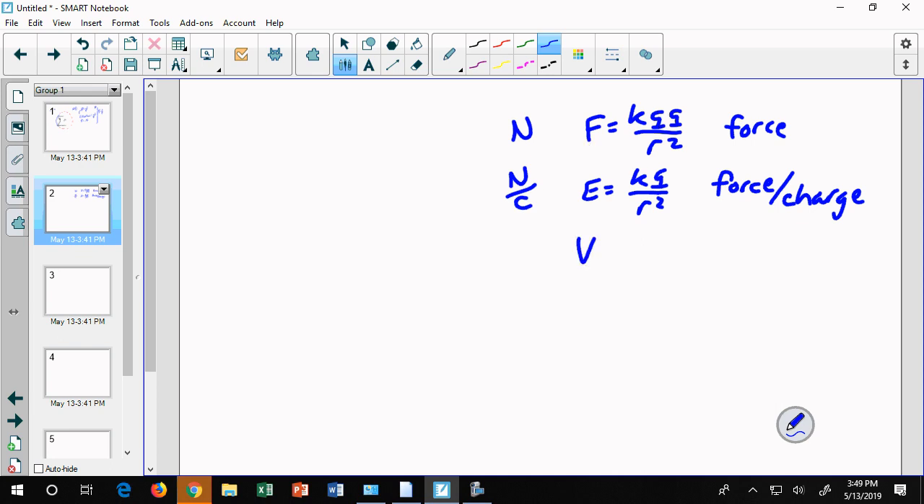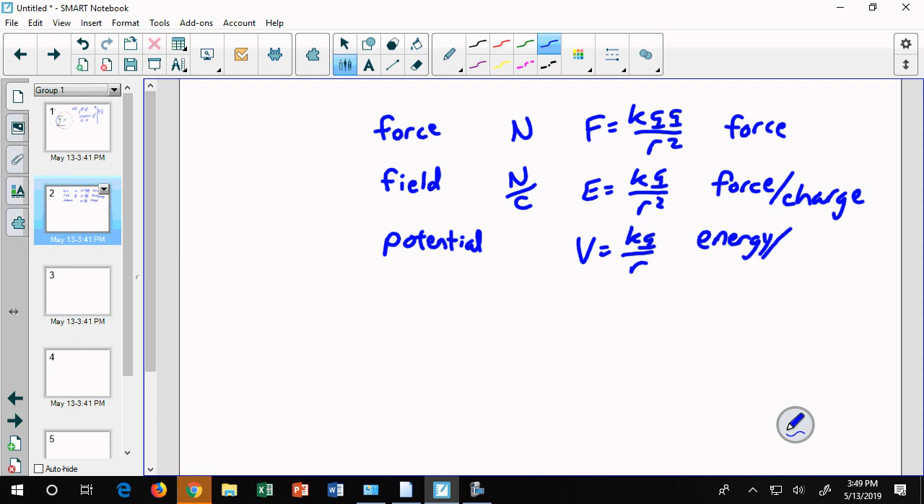And then we moved on to potential. This is force, field, potential. V is KQ over R. So see, these are all very similar. They're all similar because they're all derived from Coulomb's law. And this is an energy per charge. And we need to know these basic definitions about what force, fields, and potential are. And then we had one last one. Potential is in joules per coulomb, or just volts.